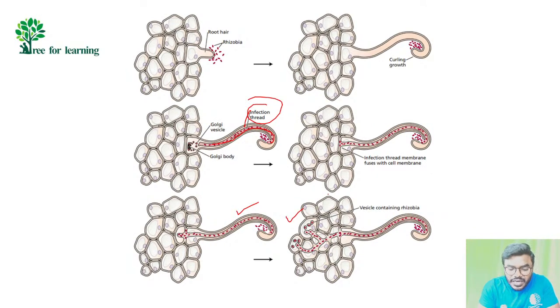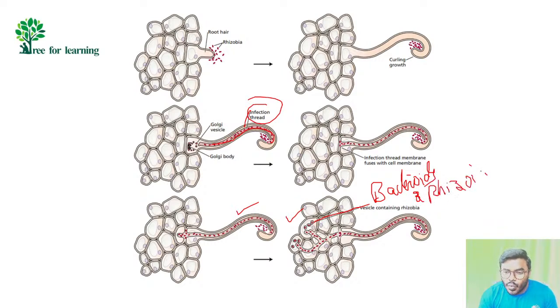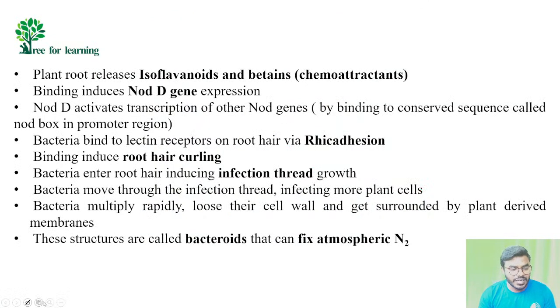As a part of the division, they lose the cell wall. Remember my words correctly. It will undergo rapid division and it loses the cell wall. Once it loses the cell wall, we call that particular structure bacteroids or rhizoids. They are the ones which fix the nitrogen. See, everything was written as a point.